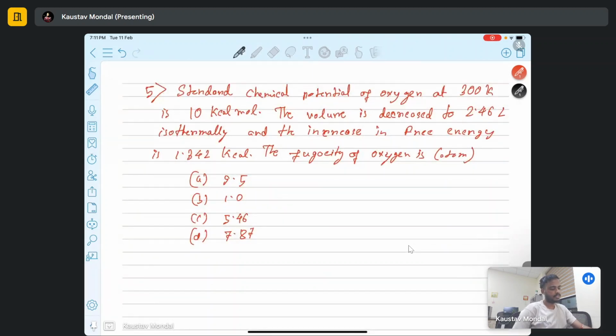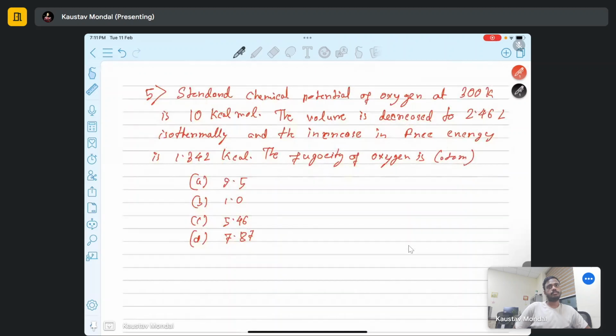One is the chemical potential is there, and the next thing is this change in Gibbs free energy is also given. So basically, fugacity itself is related with the change in the chemical potential, and change in the chemical potential is also related to the Gibbs free energy. So basically we have to use these relations to interchange these quantities with each other.